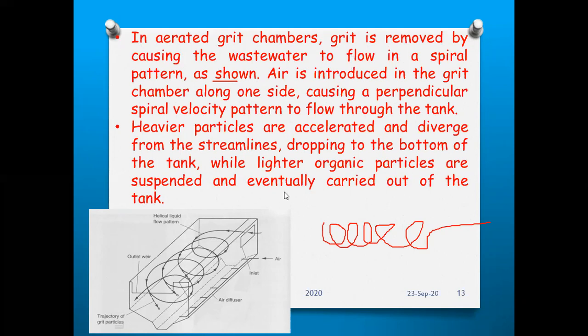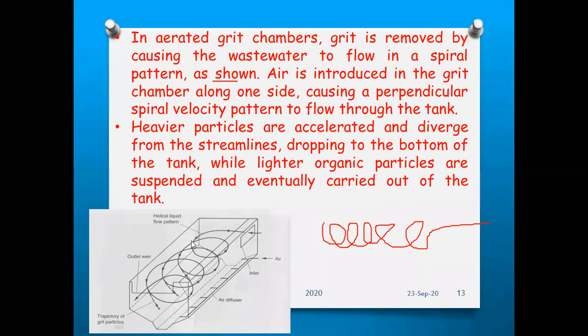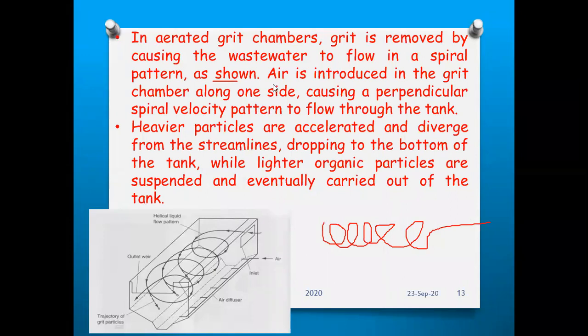In the same way, the water is flowing in a spiral form according to the helical blades. So when the air is introduced in the grit chamber along one side, when the air is going in through the air diffuser at one place, it causes a perpendicular spiral velocity pattern to flow through the tank.